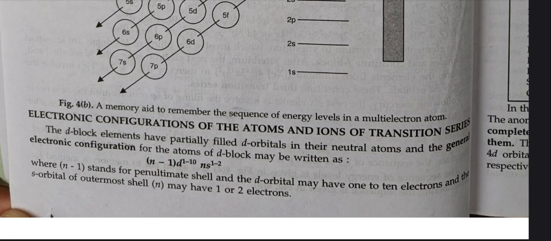Electronic configurations of the atoms and ions of transition series. The d block elements have partially filled d orbitals in their neutral atoms, and the general electronic configuration for the atoms of d block elements may be written as (n-1)d1 to 10 ns1 to 2, where n-1 stands for the penultimate shell, and the d orbital may have 1 to 10 electrons, and the s orbital of the outermost shell may have 1 or 2 electrons.